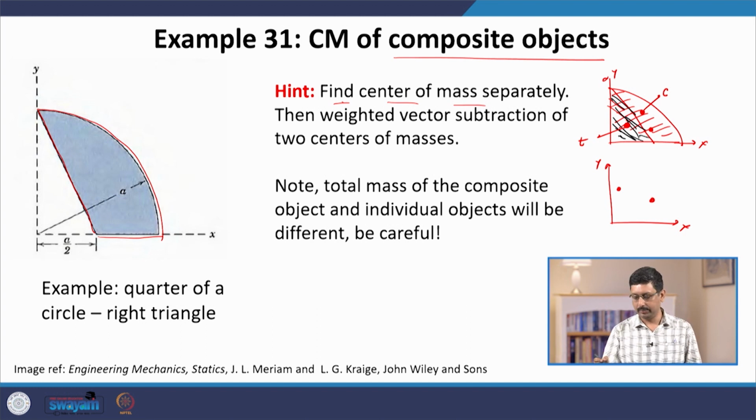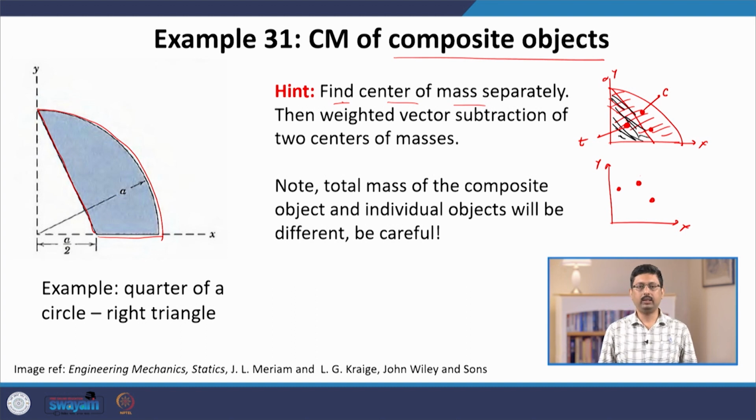Now, think of this triangle as a single point and the shaded region as a single point located at its center of mass. If we combine them, then we can define the center of mass of this combination, and we know that this must coincide with the center of mass of the full quarter of the circle, because if we add the triangle and the shaded region, that makes the quarter of a circle. So, this is going to be our strategy.